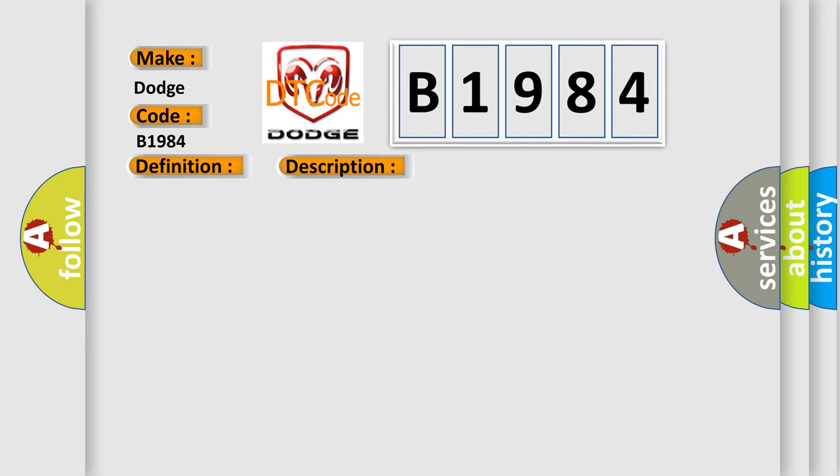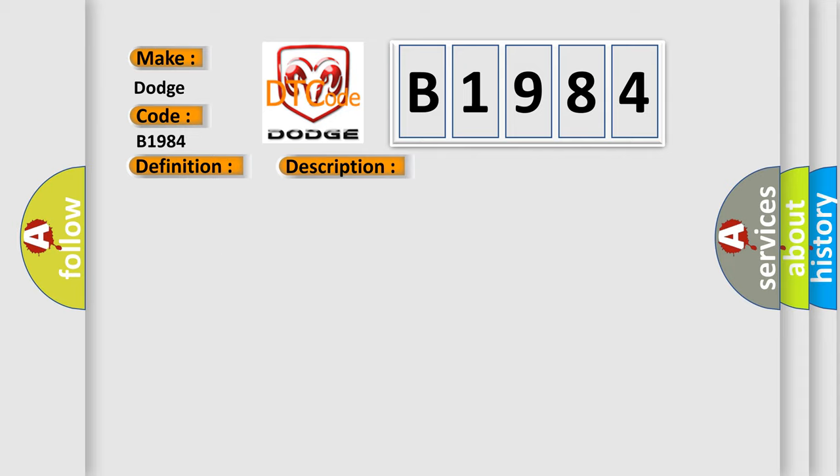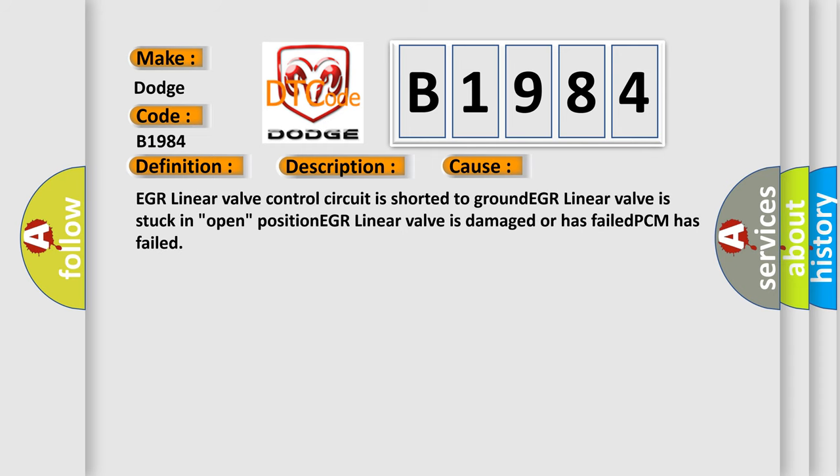And now this is a short description of this DTC code. Detected engine cranking, engine speed less than 500 revolutions per minute, system voltage from 11 to 16 V, and the PCM detected the EGR position signal was more than 200 counts during the CCM test. This diagnostic error occurs most often in these cases: EGR linear valve control circuit is shorted to ground, EGR linear valve is stuck in open position, EGR linear valve is damaged or has failed, PCM has failed.